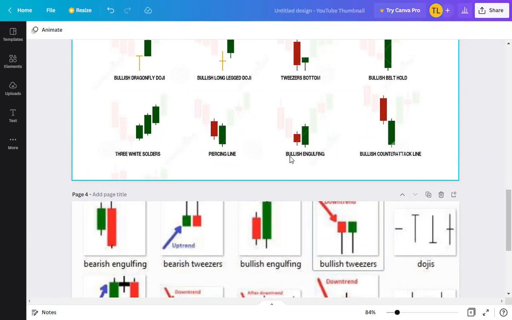Let me see what I've got more on my list here concerning candlesticks. Okay, let me see.